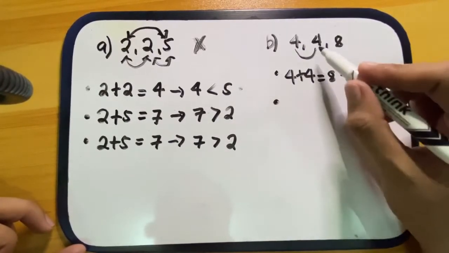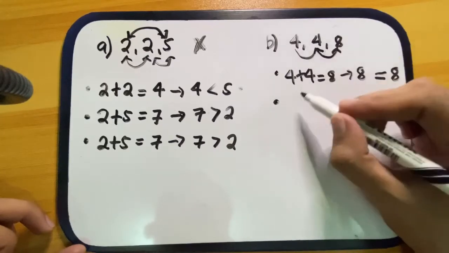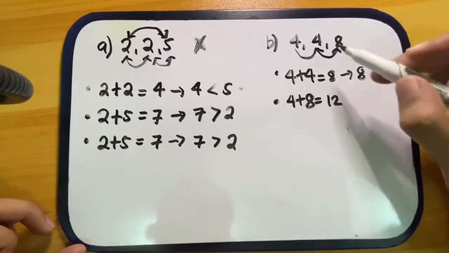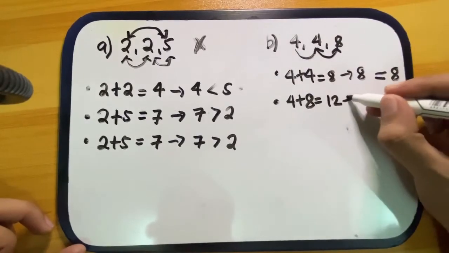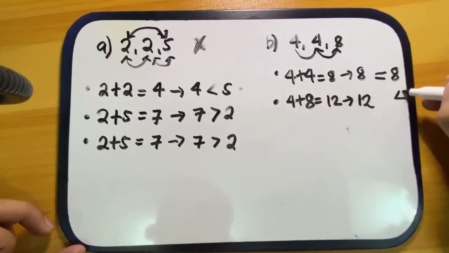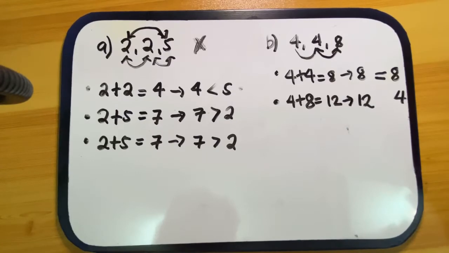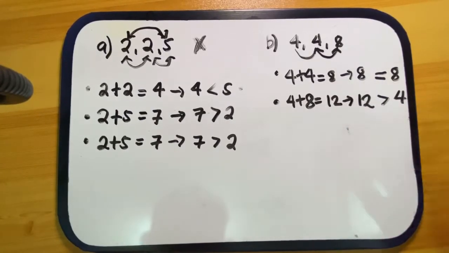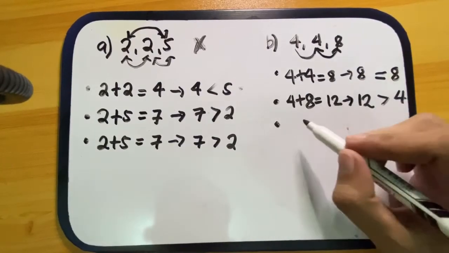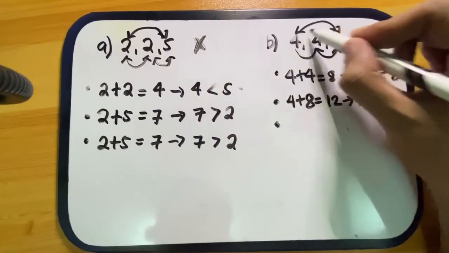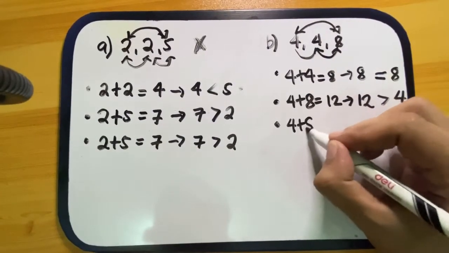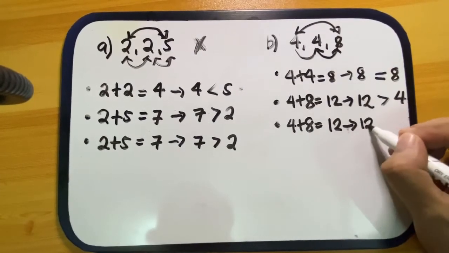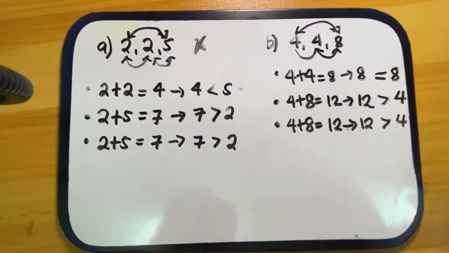Next, this pair. 4 plus 8 equals 12. Here the third side is 4. So compare 12 and 4. Is 12 lesser than 4 or greater than 4? 12 is greater than 4. Next process, this pair, 4 plus 8 again is equal to 12. Again, 12 is greater than 4.